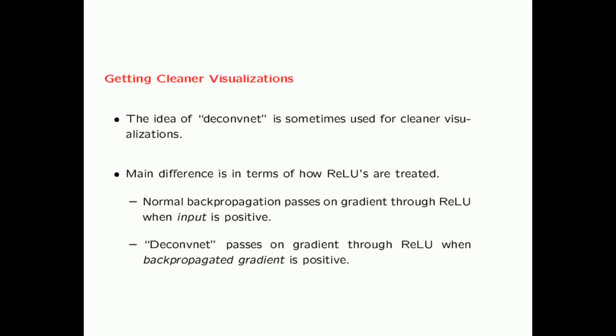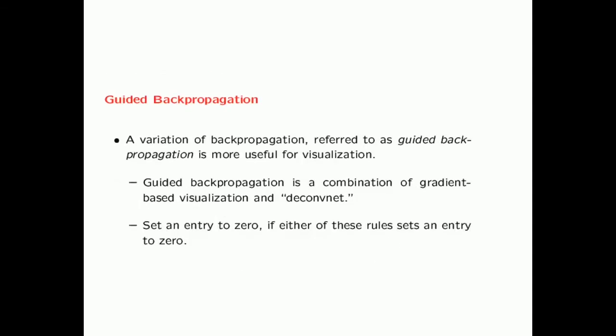Normal backpropagation, as we discussed in the first slide, passes on the gradient through the ReLU only when the input is positive. Deconvnet passes on a gradient through the ReLU when the backpropagated gradient, the actual value of that derivative, is positive, otherwise you set it to 0. Now, there's another variation, guided backpropagation, that is also useful for visualization. That is a combination of the traditional gradient-based visualization and deconvnet.